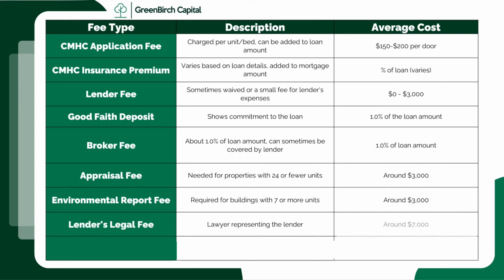Finally, let's discuss legal fees. For multifamily mortgages, separate lawyers must represent the lender and the borrower. The borrower is responsible for both sets of legal fees. Legal fees are generally around $7,000 for the lender, while the borrower's legal fees are generally around $2,000.